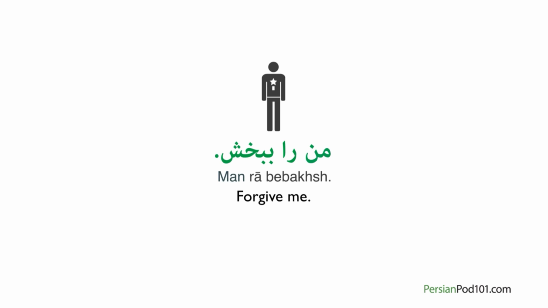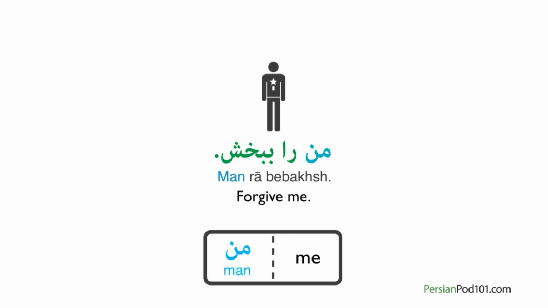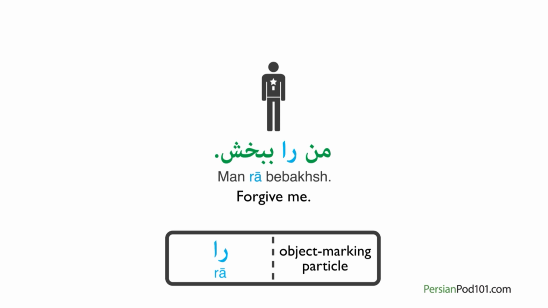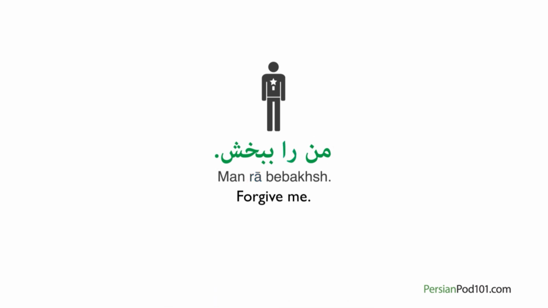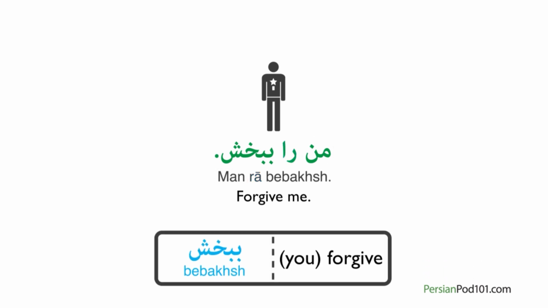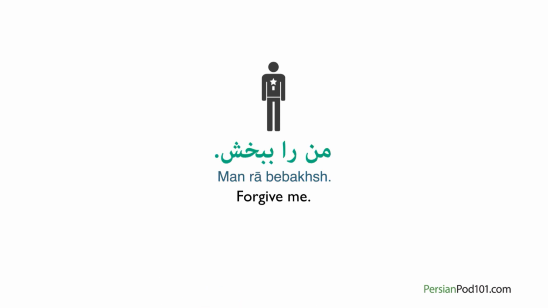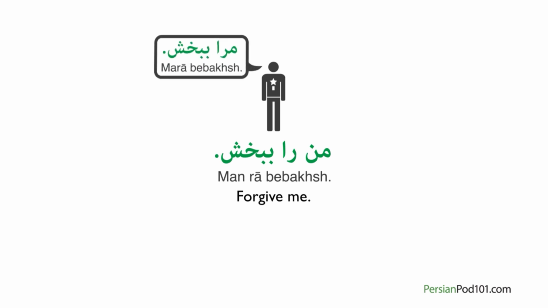First we have the word man or me. Next we insert را, which is always used grammatically after the object of a verb. In this case, it was me. Finally, we have the command verb ببخش, meaning you forgive. من را ببخش. You forgive me. But you will always hear it as مرا ببخش.